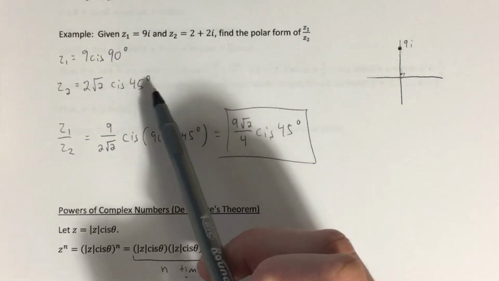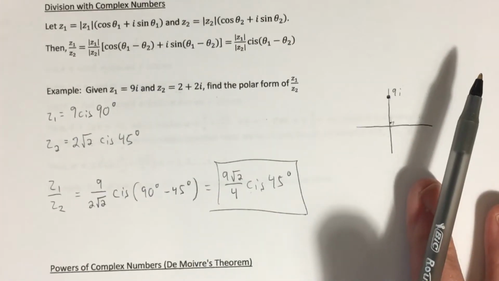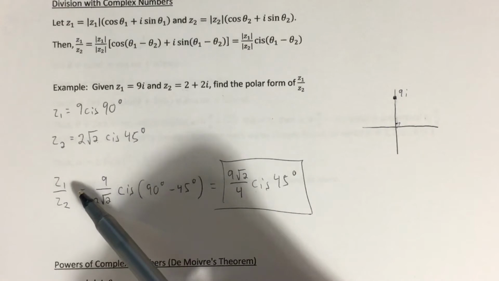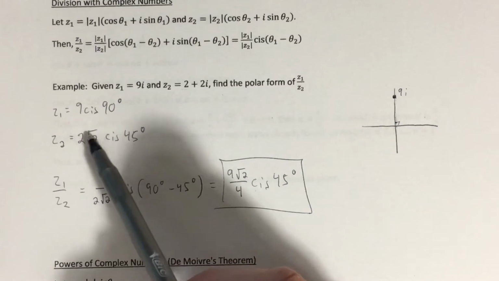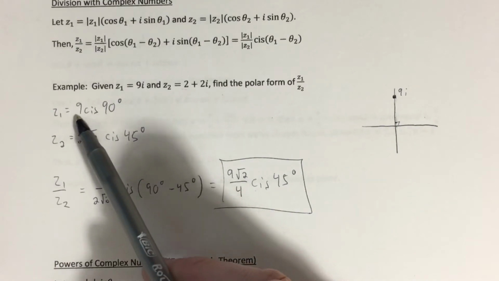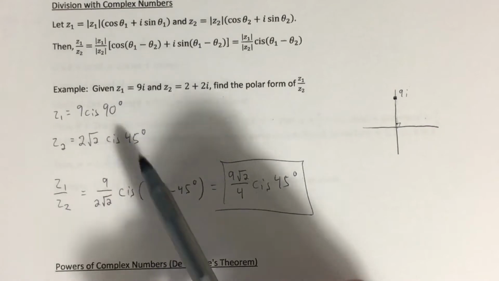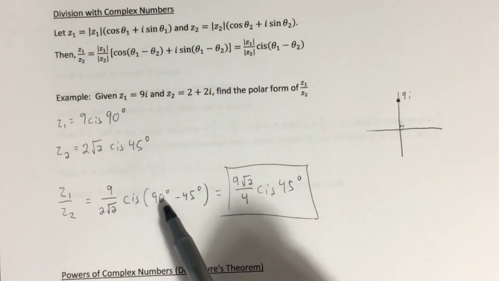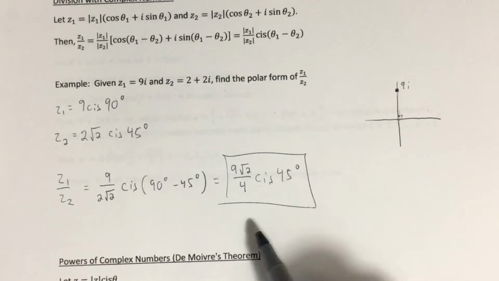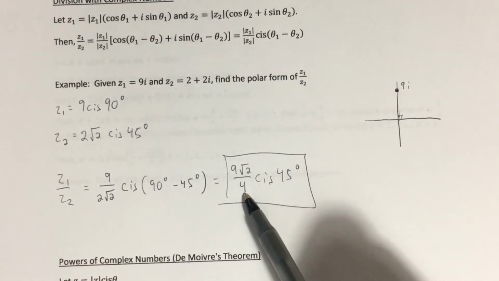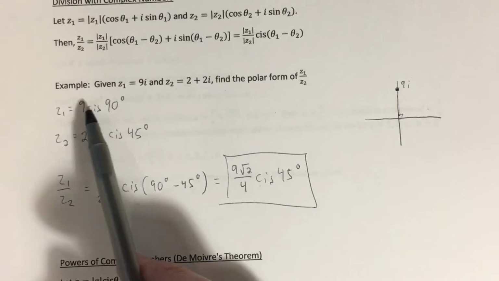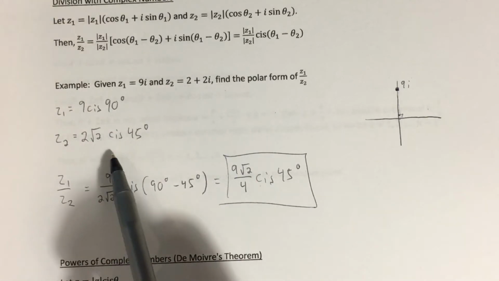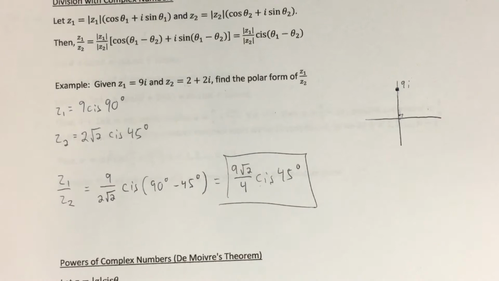So now that these are in polar form, what this technique that we just mentioned up here is telling us is that if we wanted to divide z1 by z2, then it's just the same thing as dividing the absolute values of z1 and z2, so 9 divided by 2 root 2, which you're seeing here, and then subtracting those arguments, 90 minus 45. After simplifying, rationalizing here, we get 9 root 2 over 4, cis of 45 degrees. That's pretty convenient. Getting these in polar form might take a little bit of work depending on what the numbers are, but once you have them, the division is really straightforward.